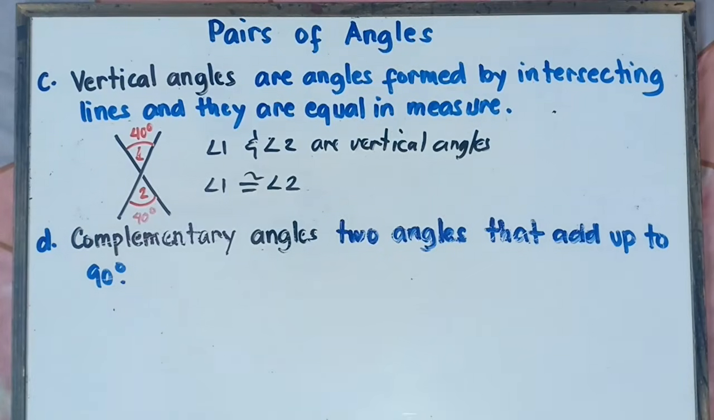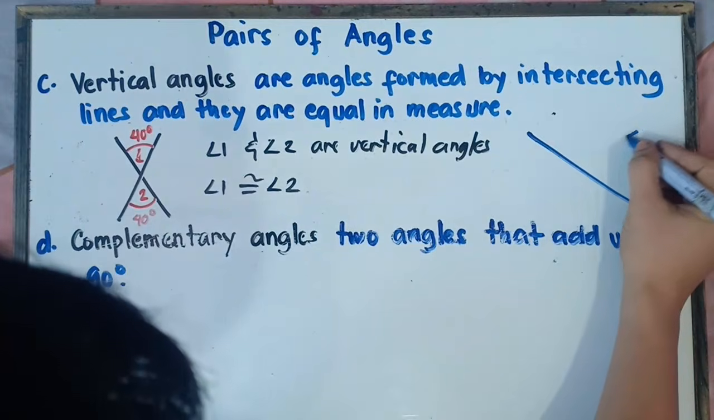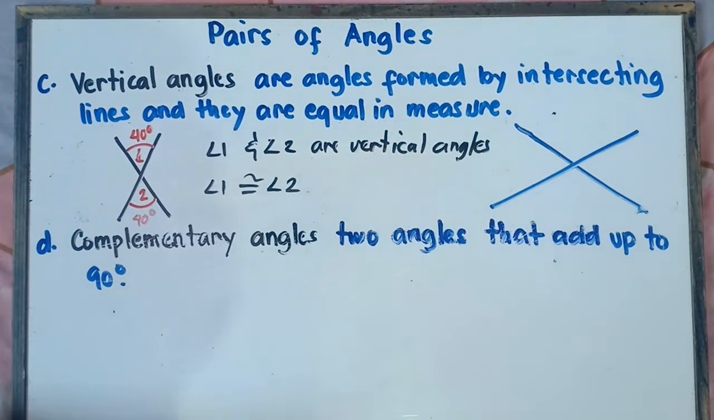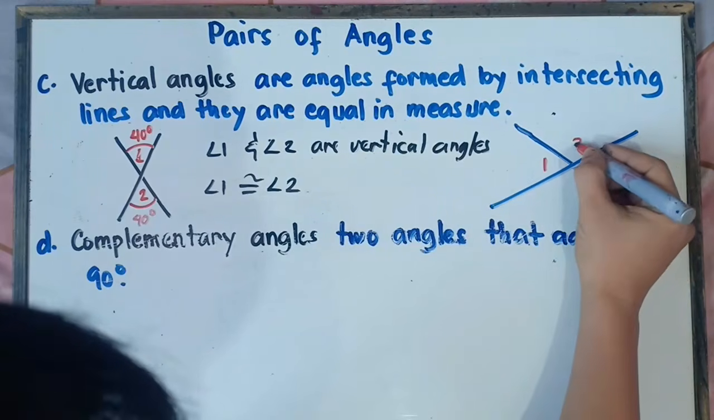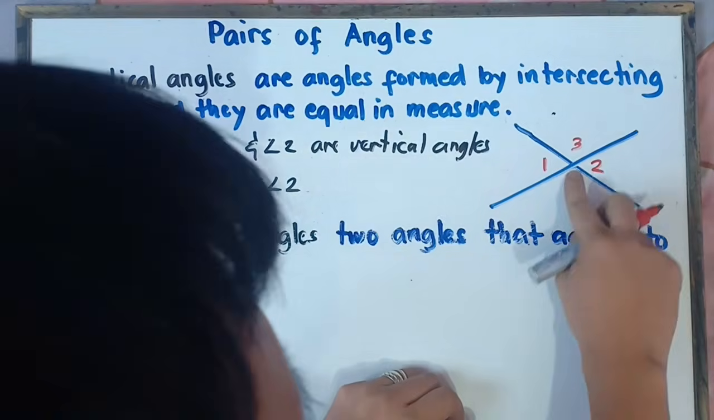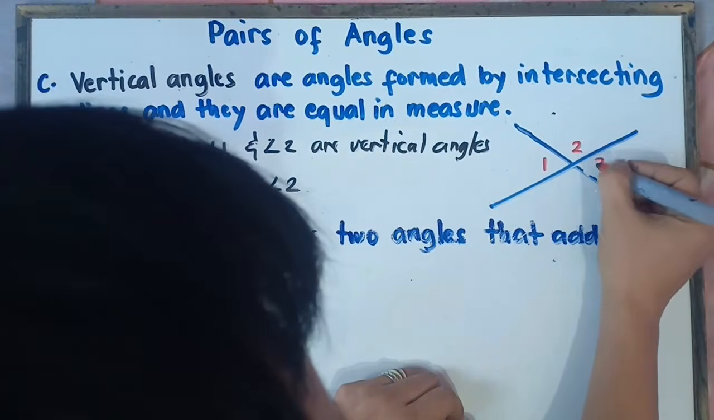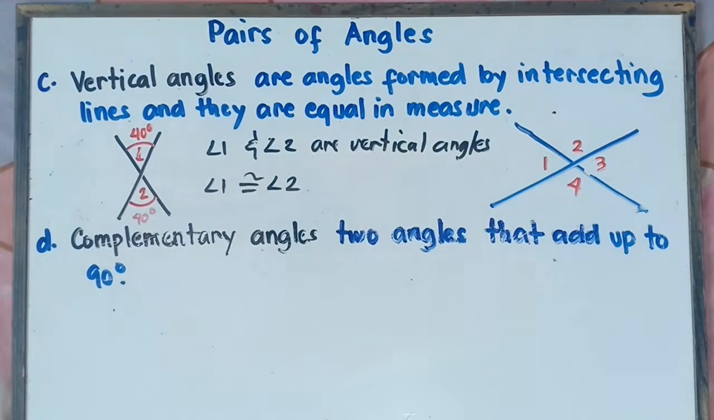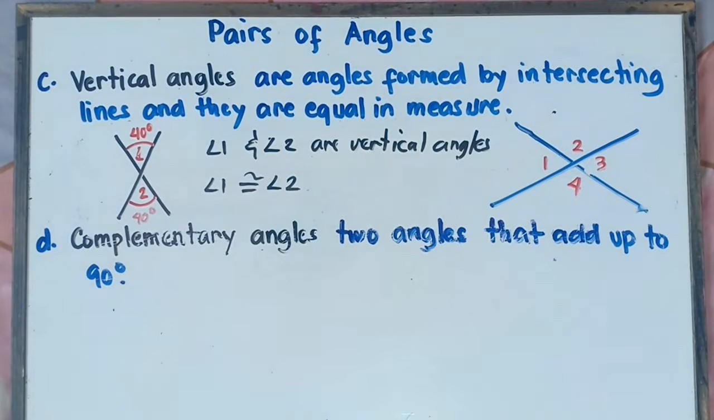Let's have another example, class. We have two lines intersect to each other, right? And then you have these given angles. We have 1, 2, 3, and 4. Now, what are those vertical angles, class? Or we can change the numbers. Let's have this one. We have 1, 2, 3, and then 4. Question, class, what are those vertical angles?